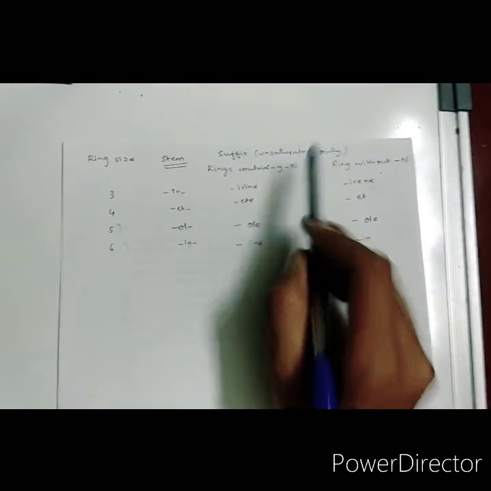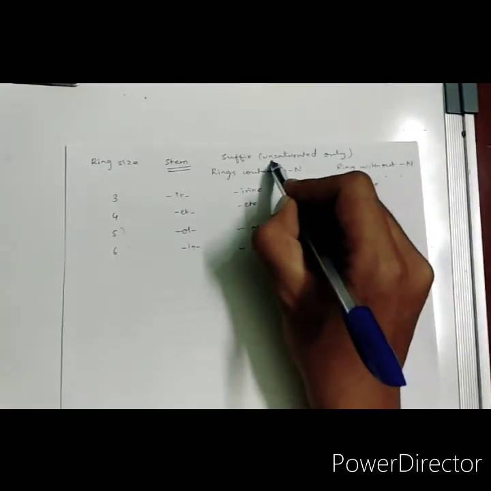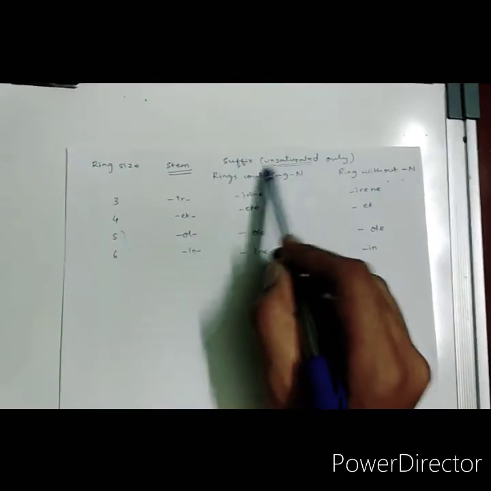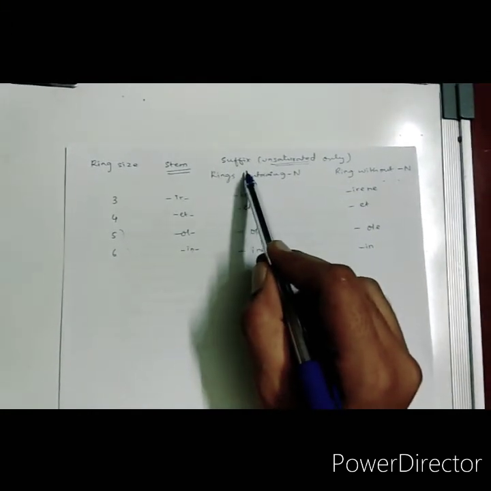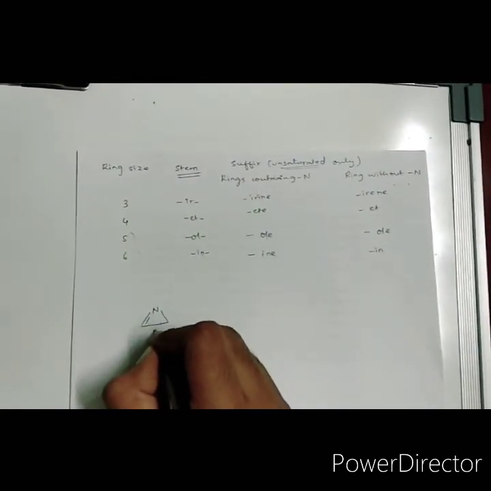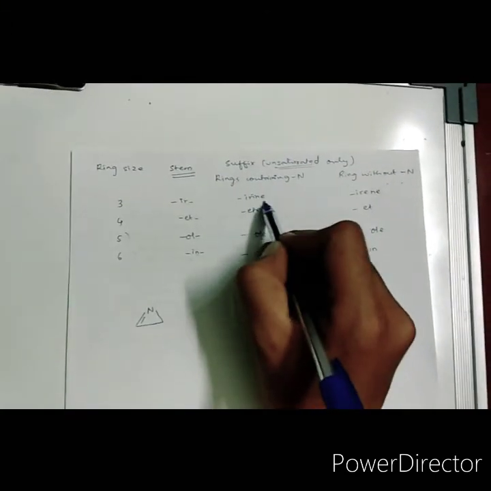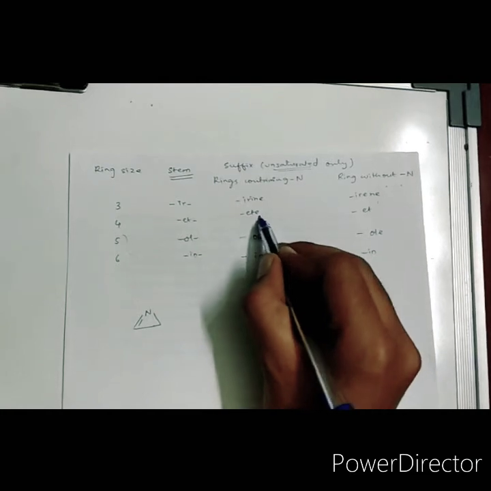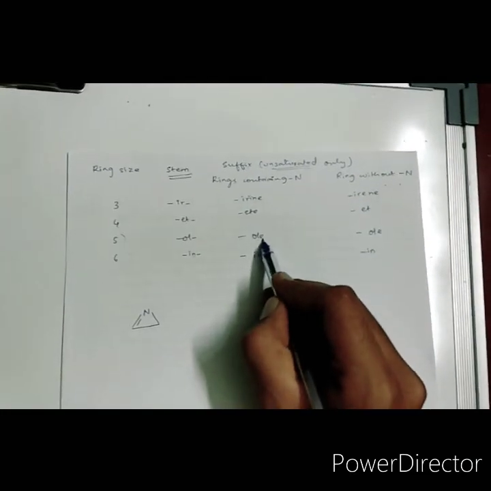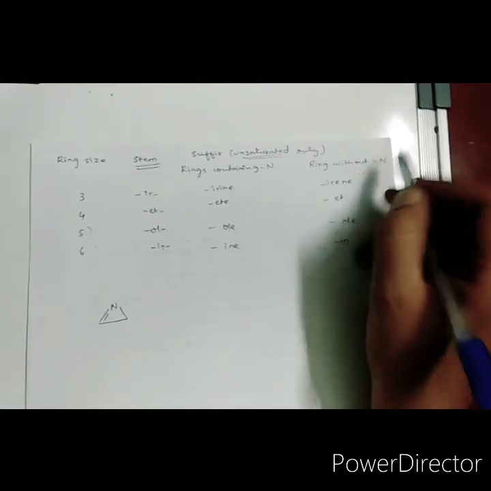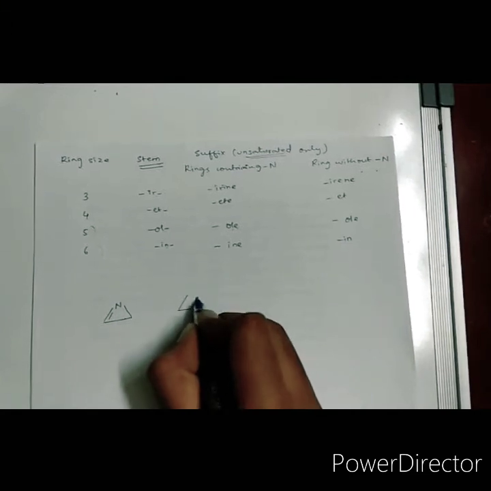Now suffixes. There must be a suffix also present in the heterocycles. So these suffixes are related only to the unsaturated compounds, that is aromatic heterocycles. So if ring size is 3, the suffix must be irene. This is only possible if the ring containing nitrogen atom is present. If there is a 3-membered ring containing nitrogen and it is unsaturated, then only such compounds suffix is given as irene. If it contains 4-membered ring, the suffix must be ete. If it contains 5-membered ring, the suffix is ol. If it contains 6-membered ring, the suffix is ine. Similarly, if it does not contain nitrogen, if it contains any other heteroatoms.